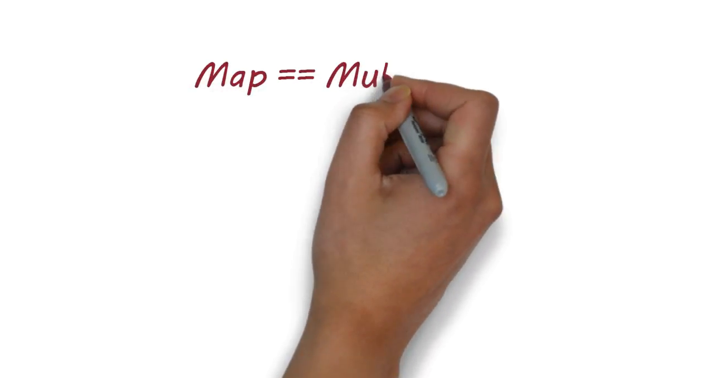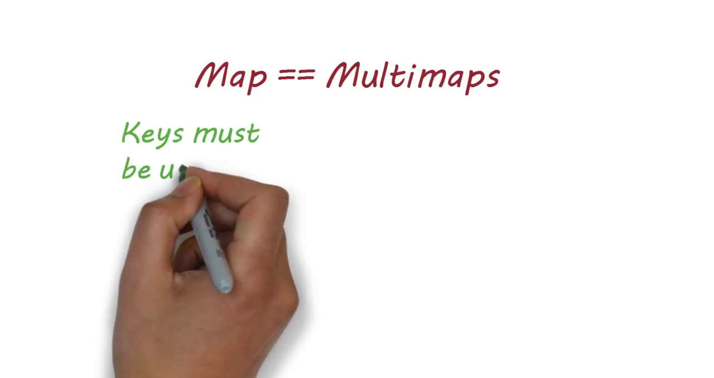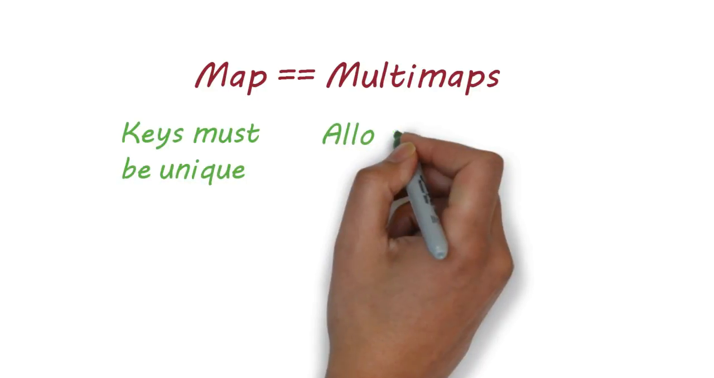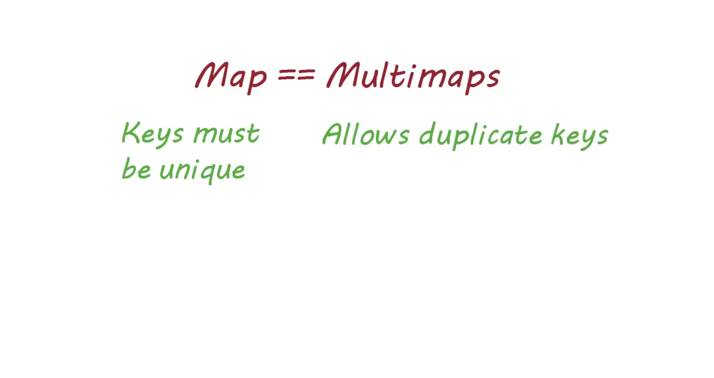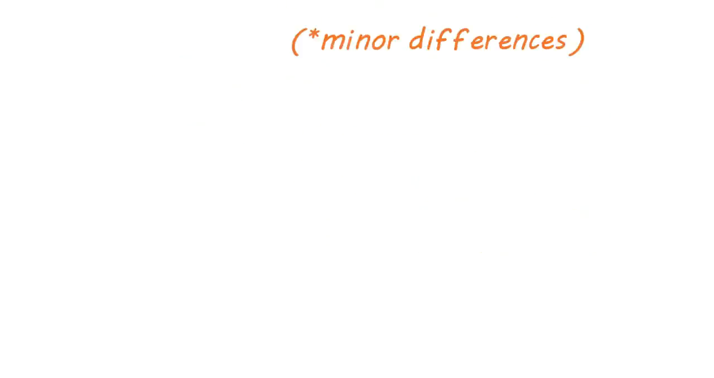Hey guys, map and multi-map are very similar. The only difference is in map, all the keys must be unique, but multi-map allows duplicate keys. There are also some minor differences which I will cover in a minute.